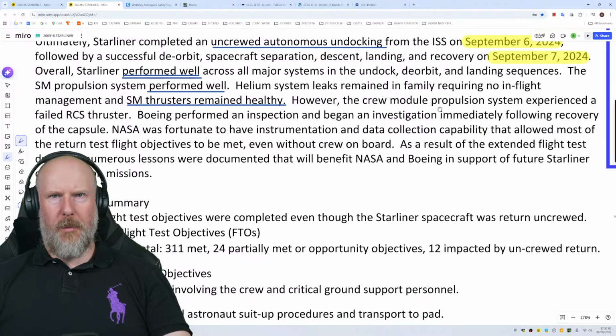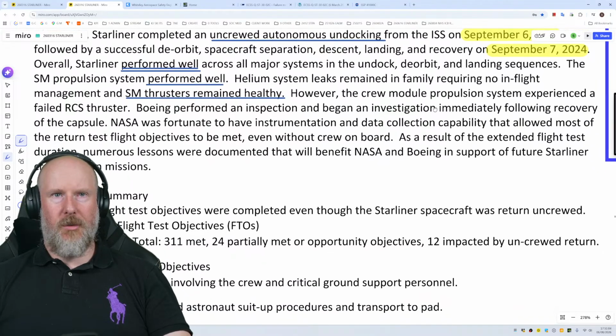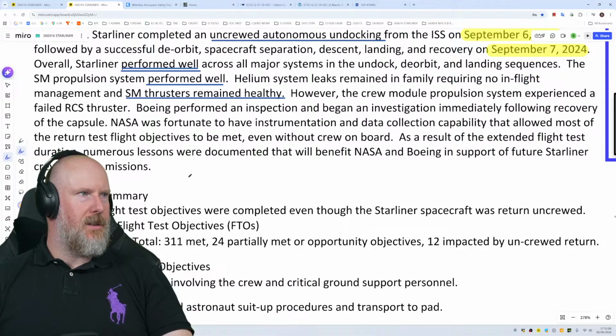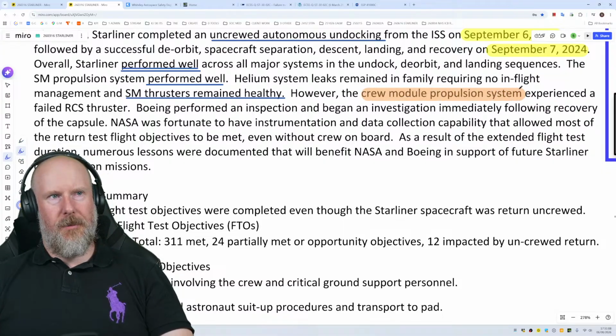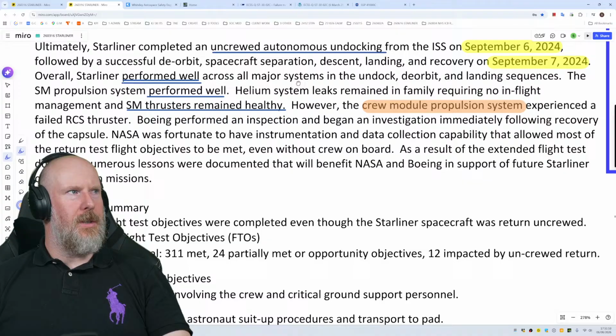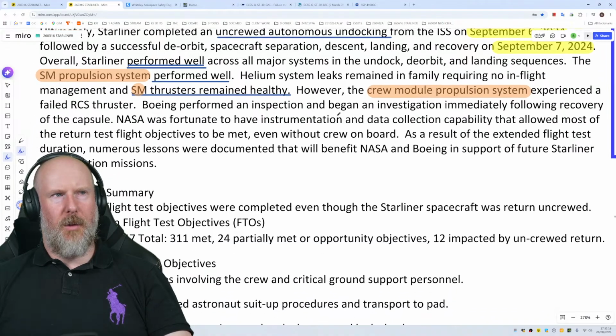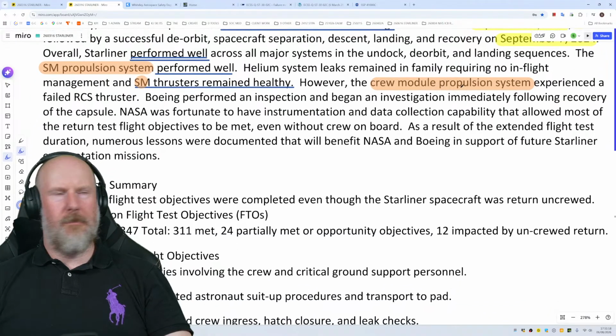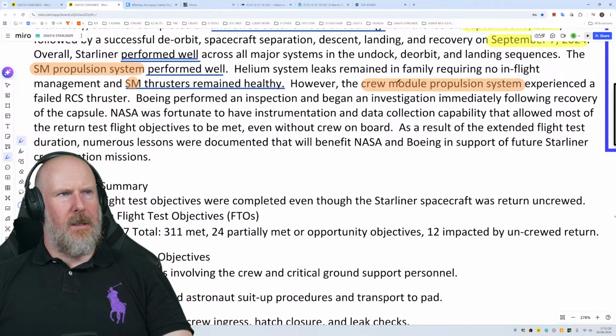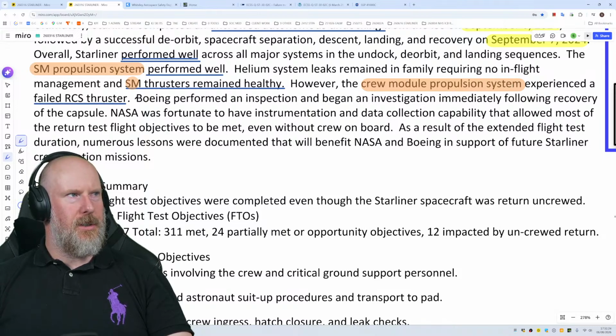However, the crew module propulsion system experienced a failed RCS thruster. So this is a different system to the SM. This is the service module. Wherever it says SM, it means service module, whereas this is the crew module, CM. Boeing performed an inspection and began an investigation immediately following recovery of the capsule.